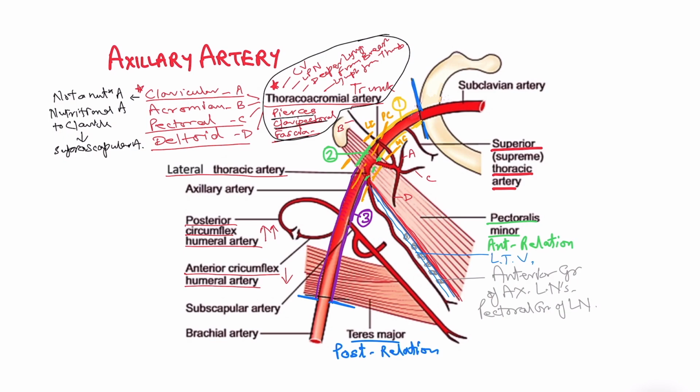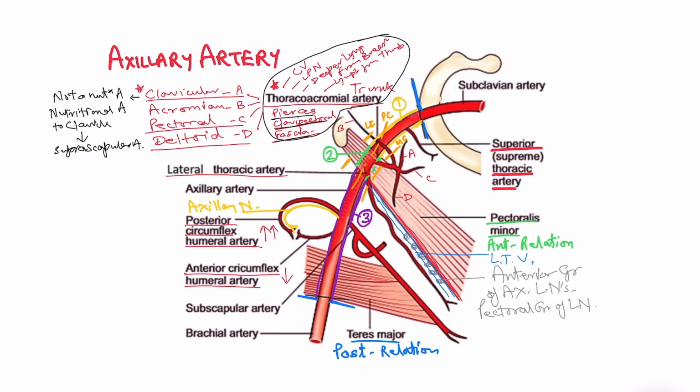And this posterior circumflex humeral artery, remember, runs along with its accompanying nerve, and that nerve is the axillary nerve. Both of these structures are under the cover of deltoid. The posterior and lateral fibers of deltoid cover this posterior circumflex humeral artery and axillary nerve.